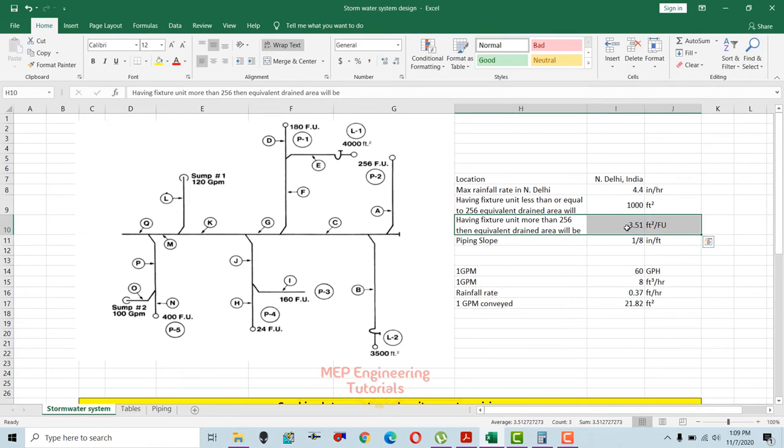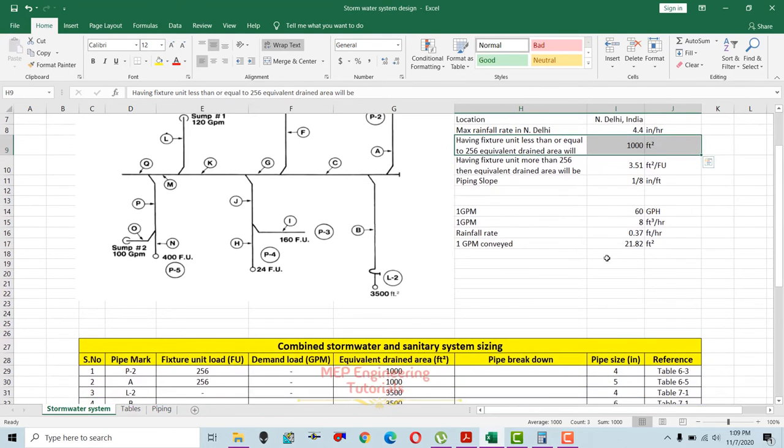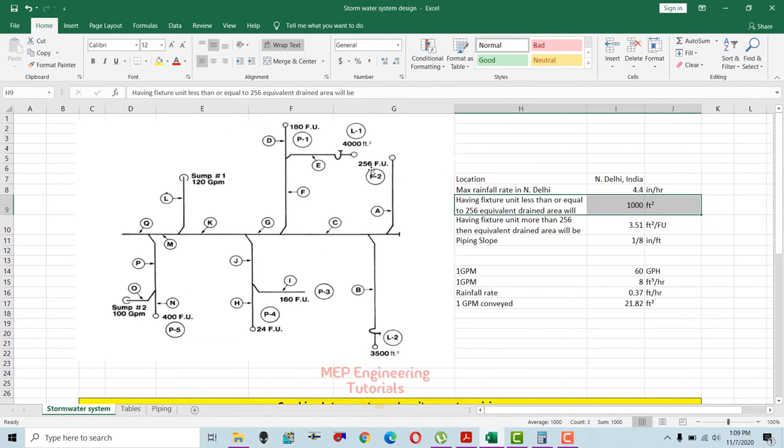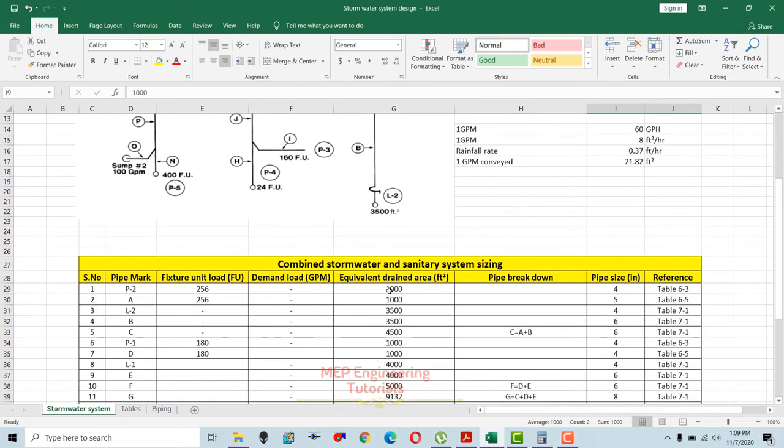Then each fixture unit drainage area you will get by 3.51 square feet per fixture unit. If you have less than or equal to 256 fixture units, then by this procedure you get 1000 square feet of drained area. Since we have 256 fixture units here, we are going to use this 1000 square feet area. You can see that the equivalent drained area is 1000 square feet.